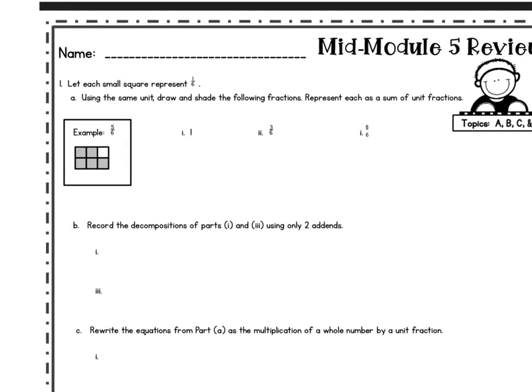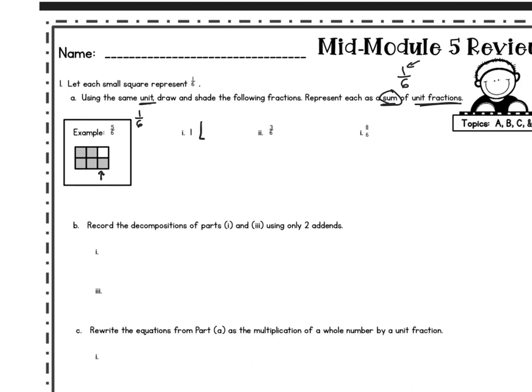Problem number 1 says to let each small square represent 1/6. So they're talking about these squares right here. And using the same unit, and so in this case our unit is sixths, we're going to draw and shade the following fractions, and we're also going to represent each as a sum of unit fractions. So we're going to be creating addition sentences, that's what this sum tells us, with unit fractions, which in this case is 1/6 because we have 1 as the numerator.